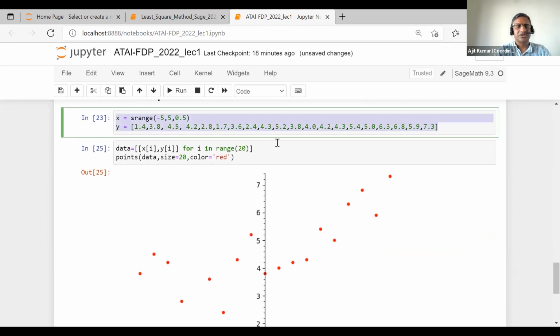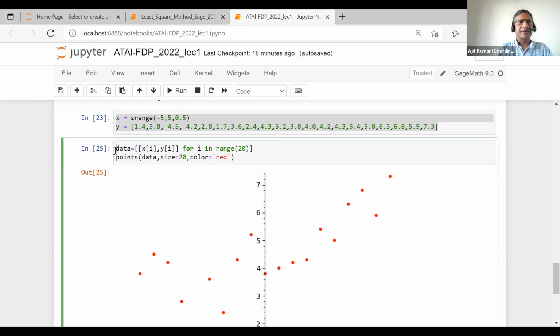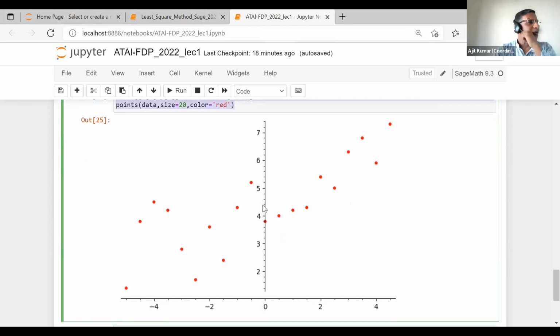So let me copy paste in the Google Sheet. Already you have this in your Google Classroom, but anyway. This is my set of points that I have taken, and then I have made that into data, x coordinate, y coordinate, and we are plotting. Okay, so these are the set of points. Okay, is this clear to everybody?